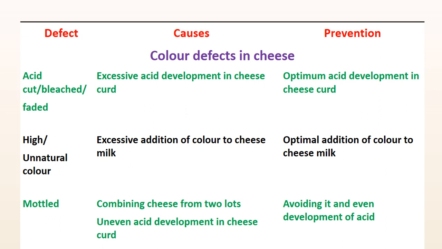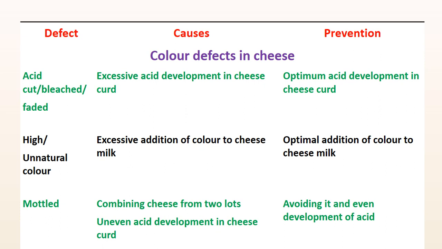Now we will discuss first about the color defects in cheese. The first one is acid cut, bleached or faded. The cause is excessive acid development in cheese curd and the prevention is optimum acid development in cheese curd.